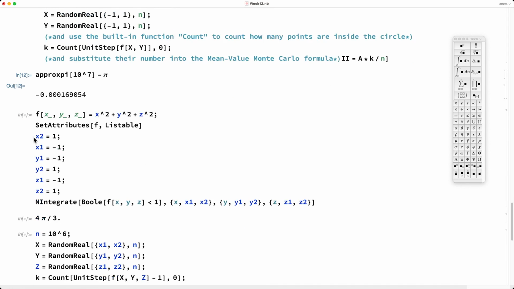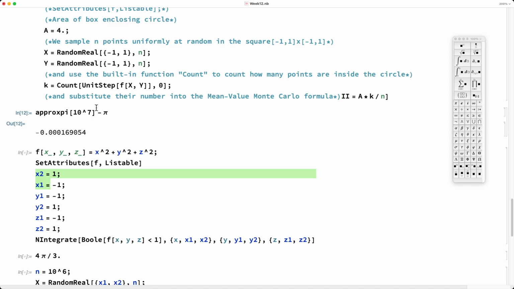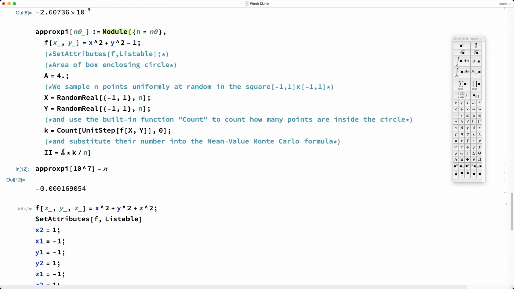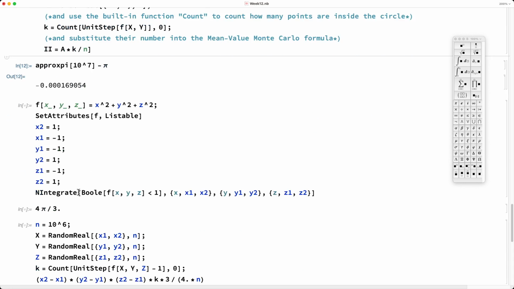And then remember, we need to calculate the area because we need to count the number of samples multiplied by the area of the square, and then divide by the total number of samples. So we can do this here. We can ask Mathematica to calculate this 3D integral.